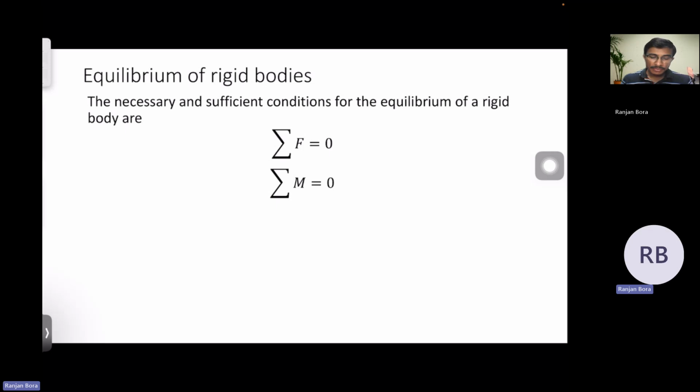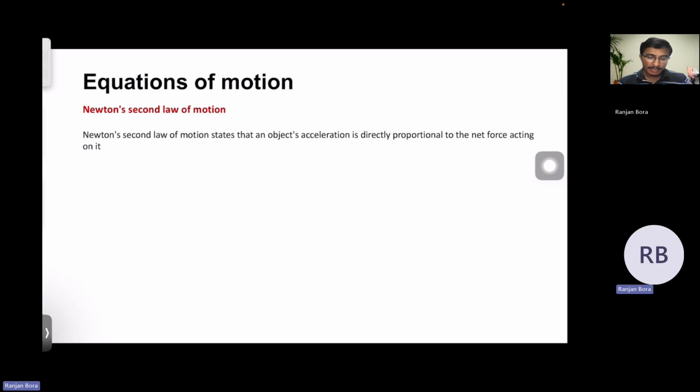That means there should be no net resultant force acting on the body if the body should remain in equilibrium. And similarly, there shouldn't be any net moment acting on the body for the body to remain in equilibrium. Next is equations of motion. So what are the equations of motion?